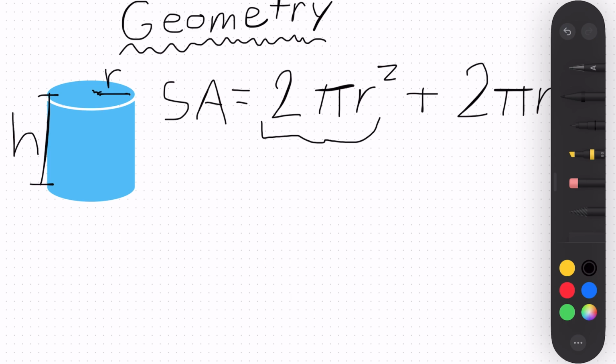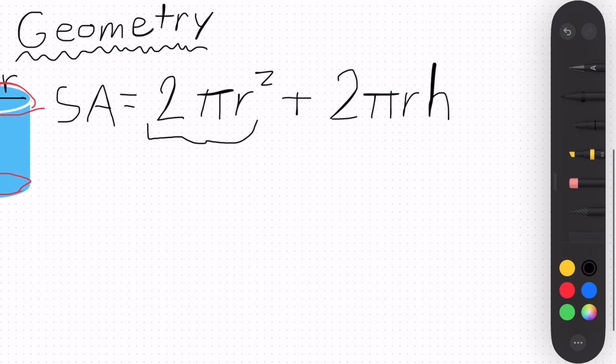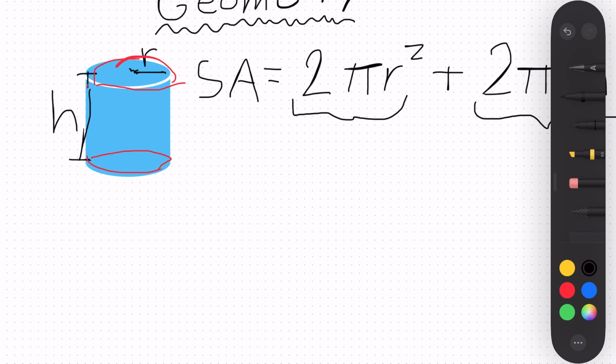As we know, pi r squared is the formula for our circles. So what this is doing is calculating the surface area of both of our circles in the base. And this second part over here, 2 pi r h, is basically calculating the curved area we have all around the cylinder.